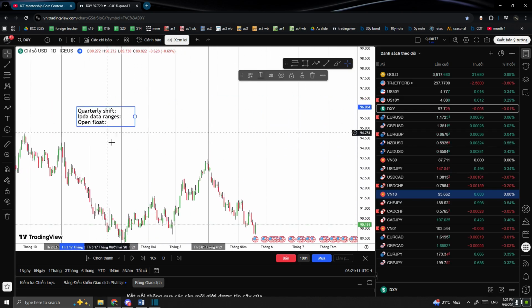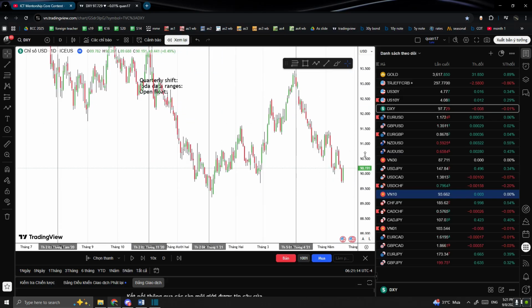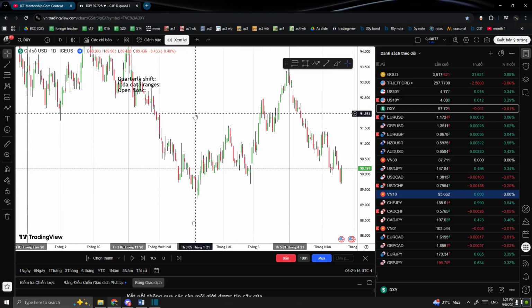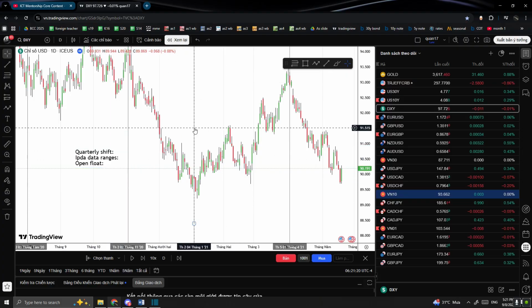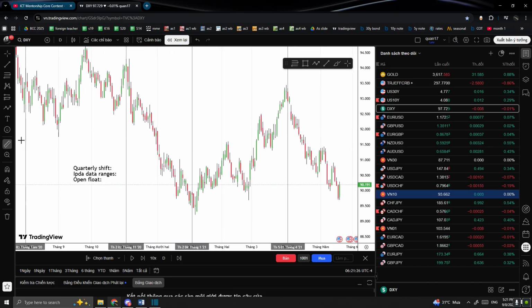So coupled with the quarterly shift, for example here, we shifted bullish. Starting off from this month, we shifted bullish. So are we going to target the highs or the lows? The highs, right? So what highs? What kind of highs? The highest high in the last 20 days, 40 days, and 60 days, right?